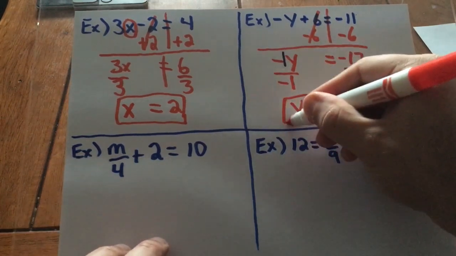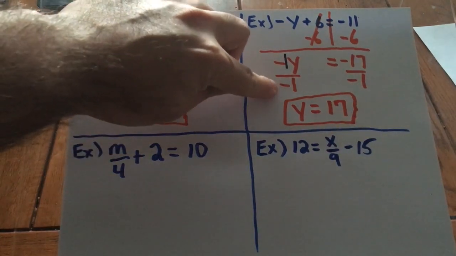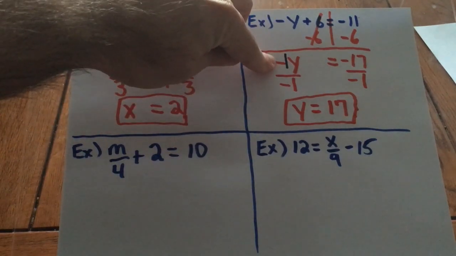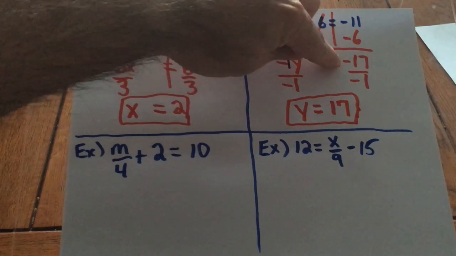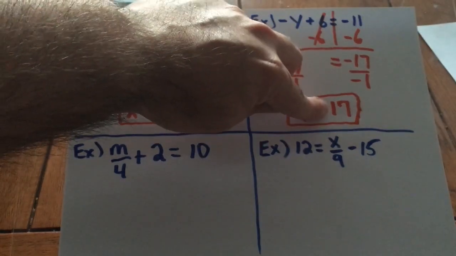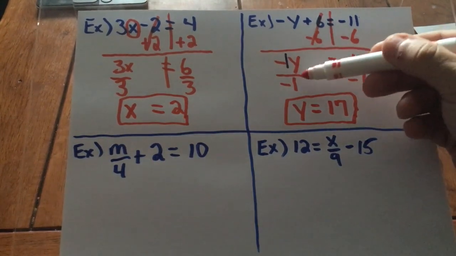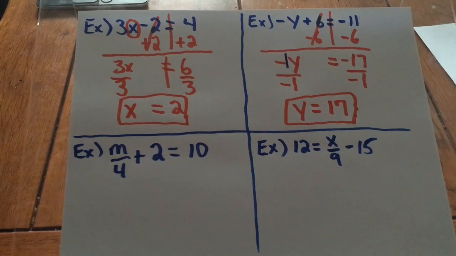Now notice, if you're lazy like me, this is a step that you can typically do in your head. When you get down to this point where you have negative y is equal to something, all you really have to do is change the sign of that something, and that is your answer. So if you want to be lazy and you don't want to show all your work, you can pretty much leave out this -1, but just know that that's what you had to do to get it by itself.